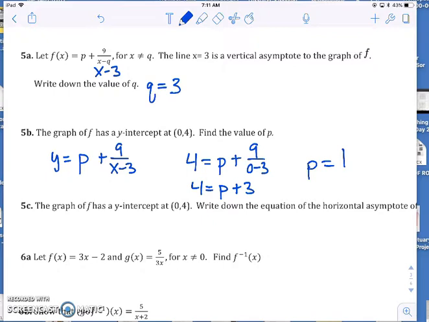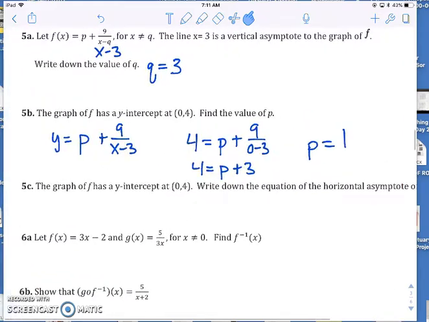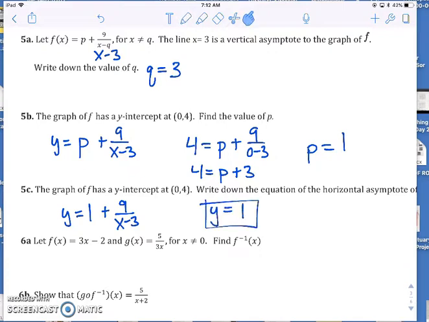The graph has a y-intercept of (0, 4). Write down the equation of the horizontal asymptote of the graph. So now our equation is y equals 1 plus 9 over x minus 3. So this is shifted up 1, or you could think of this fraction as x gets really big, x minus 3 is a really big number, so 9 over a really big number is 0. 0 plus 1 is 1. So our equation for the horizontal asymptote is y equals 1.